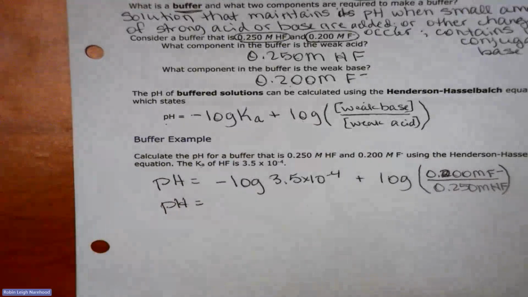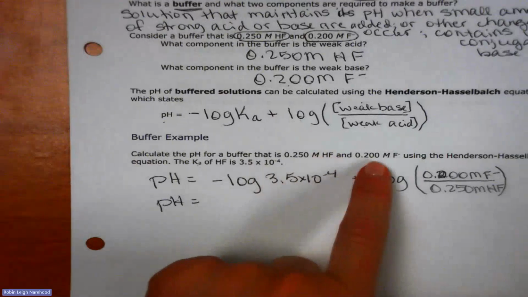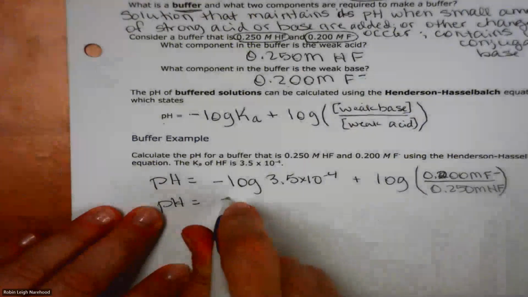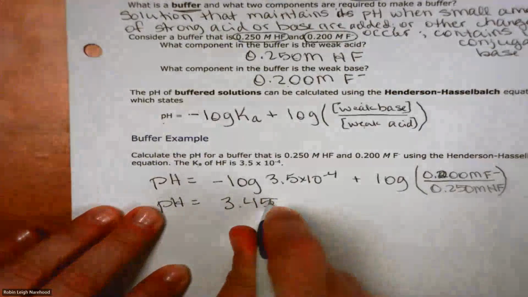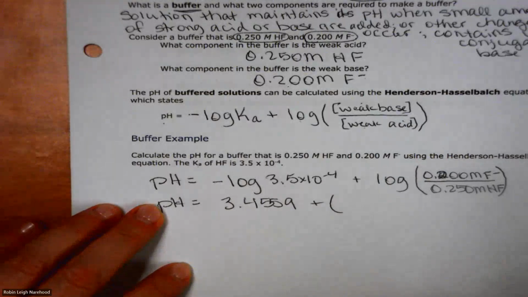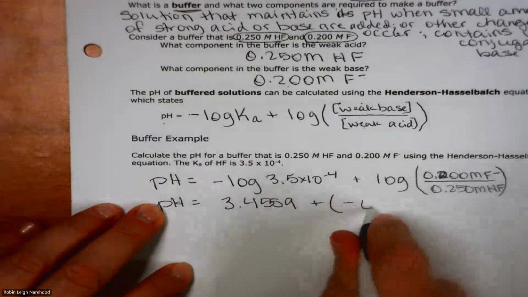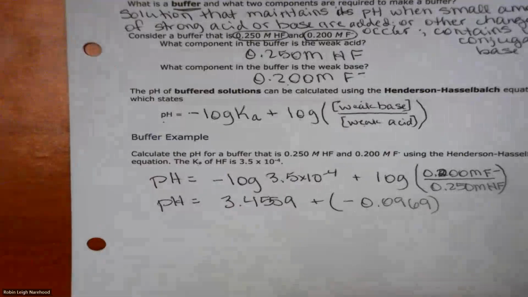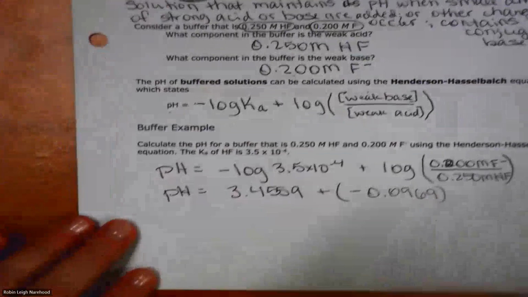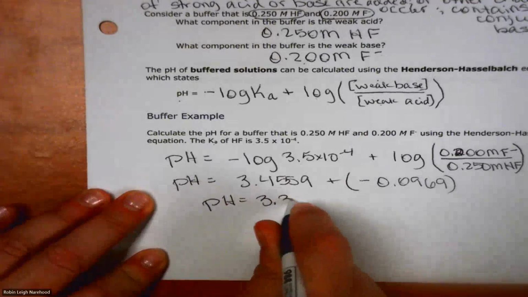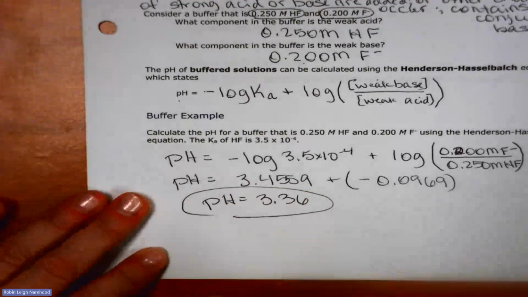At the end, we're going to round our number to 3 significant figures because our molarity is 3 significant figures. I got a pH of 3.36.